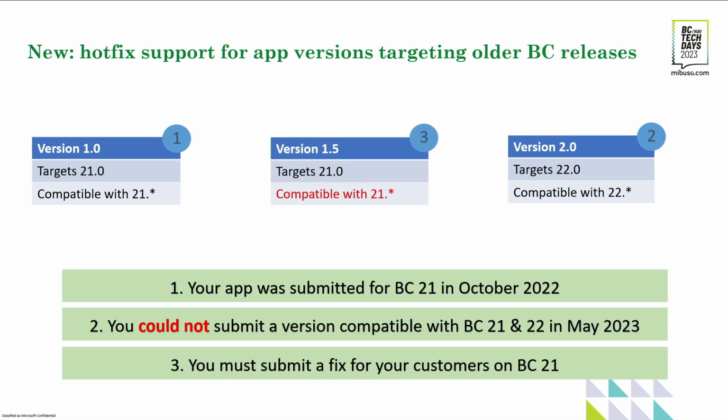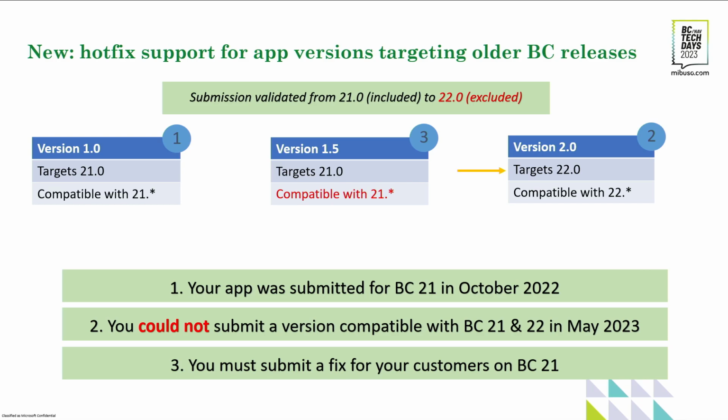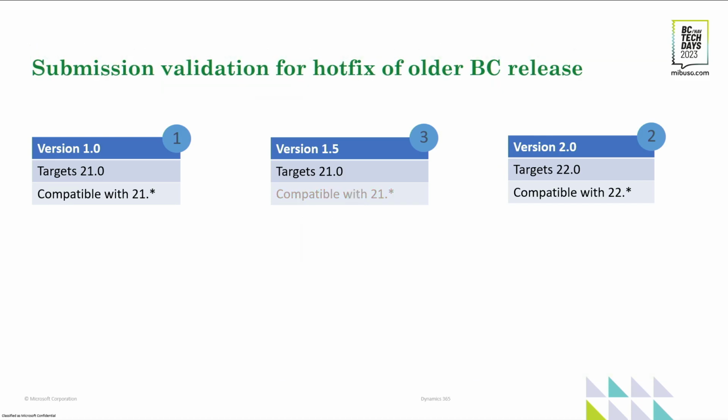So what we did in order to avoid this issue is that when you're submitting a version of an app, we are looking if there is a next version to it. If there is one, we will take the version of Business Central that it's targeting, in this case version 22, and we will use this as the maximum release of Business Central against which your app will be validated. So in this case, we'll validate this version 1.5 from 21.0 included to 22.0 included, and then your app is good to go through the validation and will be uploaded to your customer.